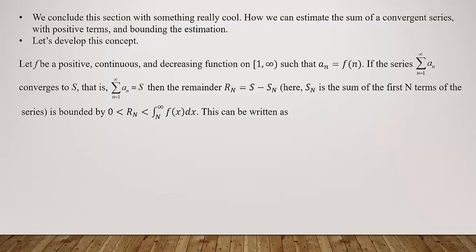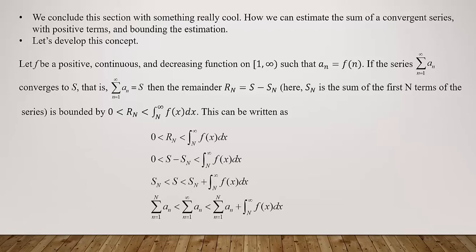Let's look at another way we can write this, and I'll go line by line here. So 0 less than r sub n less than the integral n to infinity f of x dx. Well, r sub n is s minus s sub n, so I can just substitute s minus s sub n in for the r sub n. And then I can add s sub n to each piece of that compound inequality to get s sub n less than s sub n plus the integral from n to infinity f of x dx.